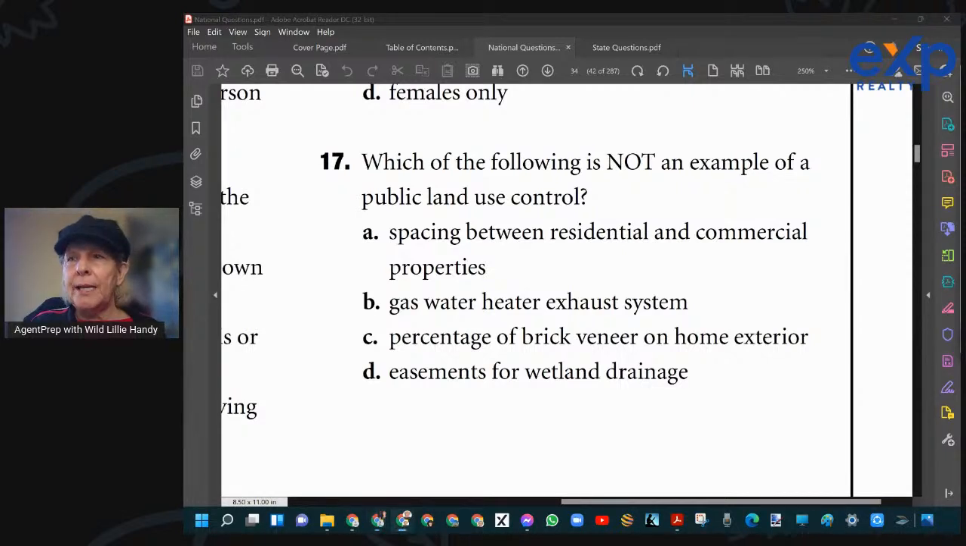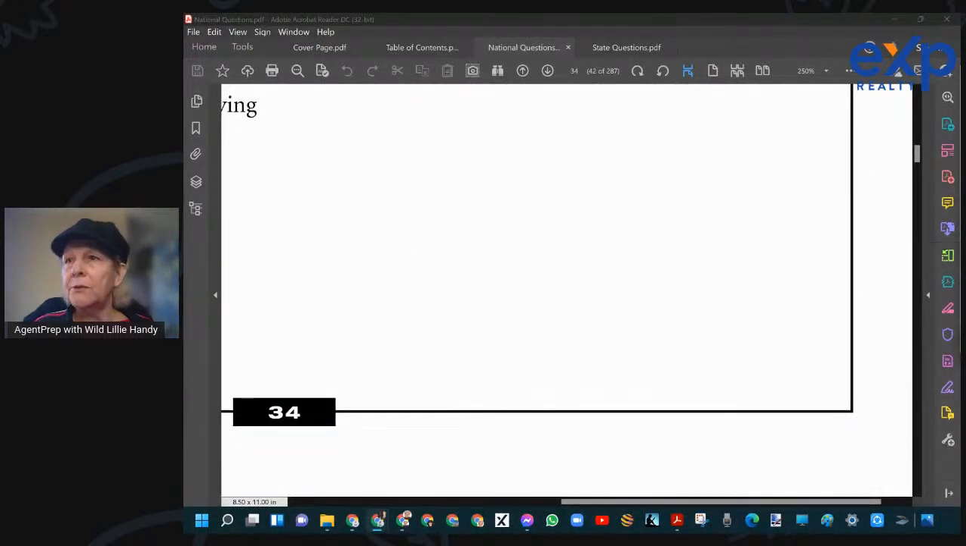Okay, yes, the answer is 17C. Percentage of brick veneer on home exterior, that doesn't impact the use of public land, right? Correct. But all the others do. Between residential and commercial, there's a space called a buffer. Okay, so you want to know, what is a buffer? And then easements for wetland drainage and gas water heater exhausting to the environment, right? Those are all protecting the environment and the use of land. Very good. Okay, number 18. Did I show the answer?